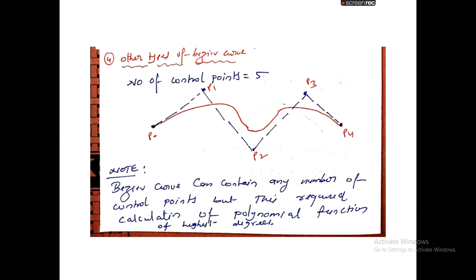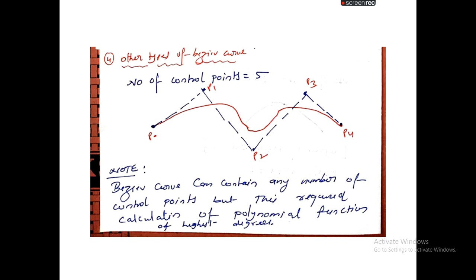This is the first rule. I will repeat. Whatever curve you are generating, that curve's starting point should be P0 and ending point should be P4. This is the first rule or first condition. The second condition to create a Bezier curve is that you need to create the curve in such a way that the curve has to pass through the tangents.